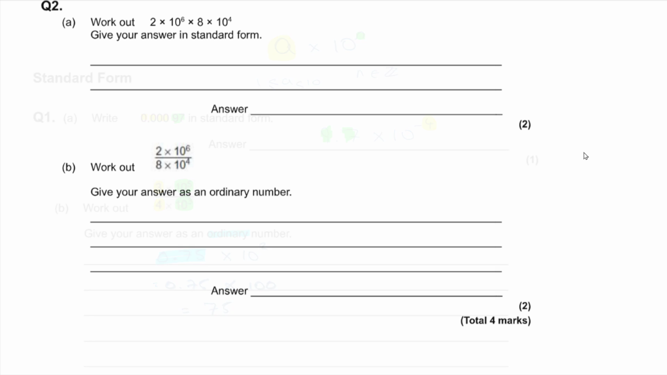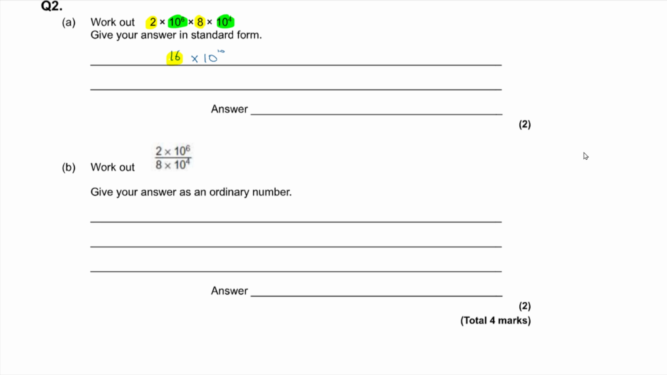Okay? Now again, I've got two numbers here in standard form that I'm multiplying together. And again, I'm going to do the same thing. We're going to multiply like with like. So we're going to multiply the number part with the number part, and the exponent part with the exponent part. So 2 times 8, that's 16, and 10 to the 6 times 10 to the 4, two numbers with the same base, add the indices, that's going to give me 10 to the 10.